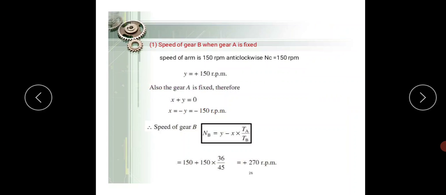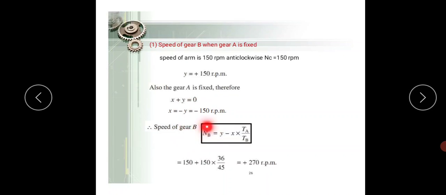I'm going to solve the first condition: the speed of gear B when gear A is fixed. The speed of the arm is 150 rpm in anti-clockwise, that means Nc equals 150 rpm, so y equals 150 rpm. Also, since gear A is fixed, x plus y equals 0. Simplifying, x equals minus y. Substituting the y value, x equals minus 150 rpm.